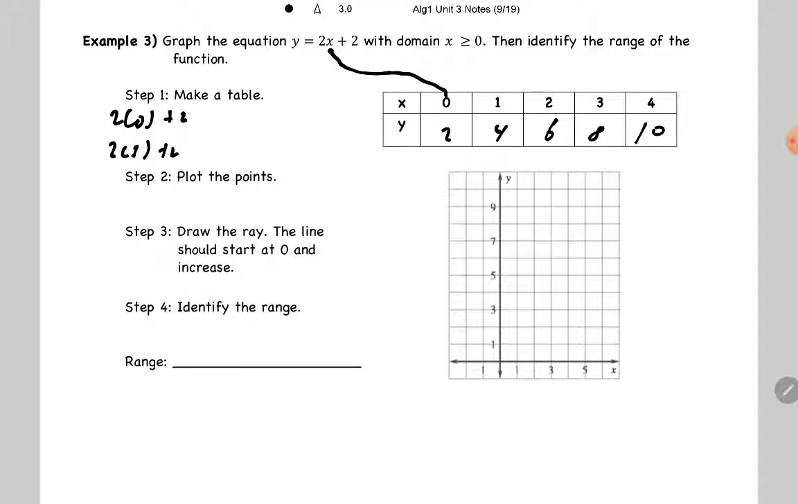Plot the points. So 0, 1, or 0, 2, sorry. Right 1, up 4. Right 2, up 6. Right 3, up 8. And right 4, up 10. Now we're going to connect our dots.